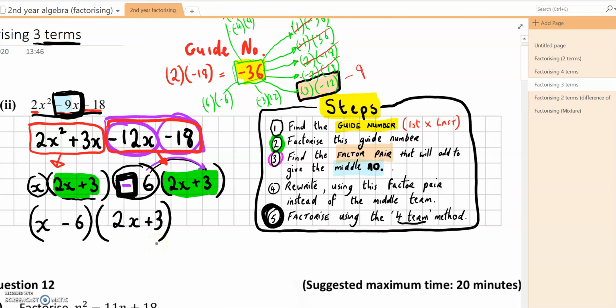Now again, if that's not clear what's going on, you need to look at the video on how to factorize 4 terms. Because really we're just looking at this guide number bit. Steps 1, 2, and 3 really is important in this video. I'm assuming you can do number 5 by looking at that other video.